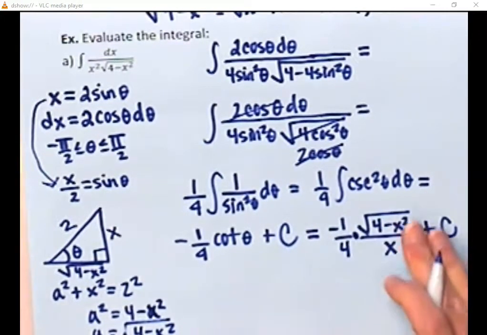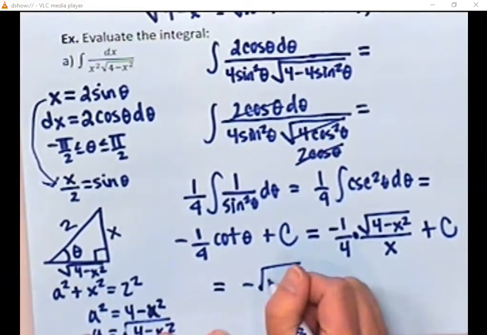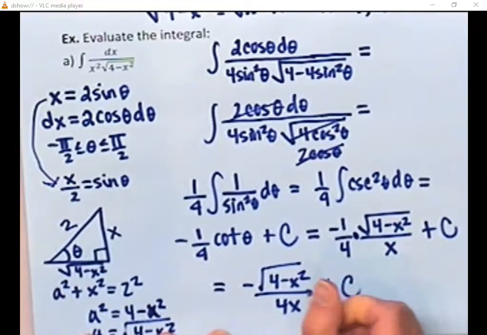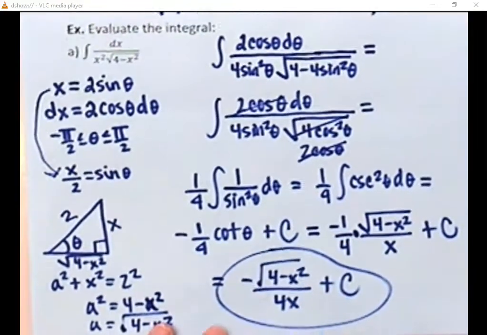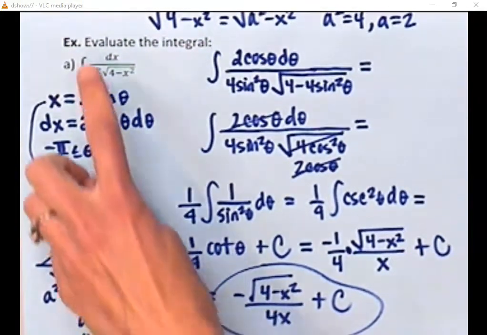If there's any simplifying you could do with the 1/4, you could do it. Maybe I'll just make it into one fraction here: negative square root of 4 minus x squared over 4x. And that's it. Okay, so that is trig substitution. It uses a lot of trig. SOHCAHTOA, you're going to have to know that for this one, and all those trig ratios. So that will be my final answer in terms of x.